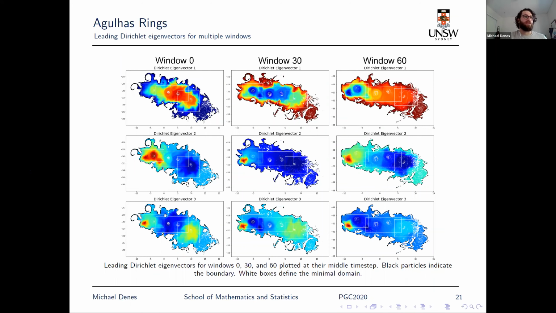So we can see, for example, the third eigenvector for Windows 0 is similar to the second eigenvector of Windows 30, which is in a way similar to the second eigenvector of Windows 60, because they're showing similar regions that are minimally mixing. I haven't shown here how we've computed the similarity, but we use correlations weighted by a mass matrix.